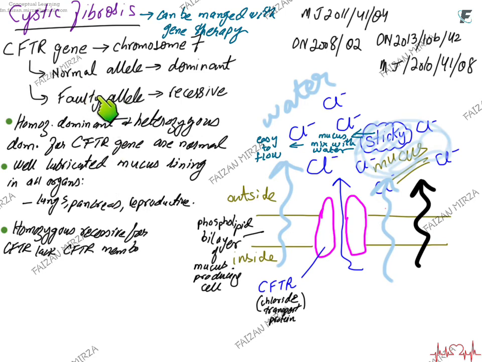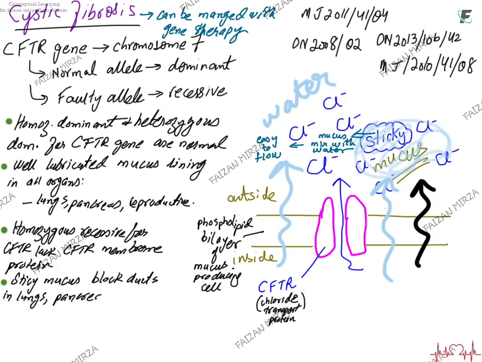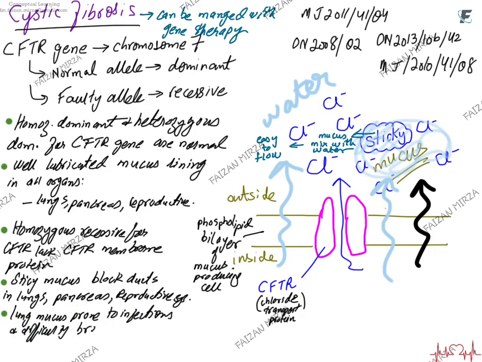They have two copies of the faulty allele, so they lack CFTR. They lack the CFTR membrane protein, so the mucus that comes out will be very sticky, since chloride ions cannot combine with it and water cannot be drawn out. So sticky mucus eventually blocks the ducts. It gets colonized by bacteria in the lungs, and it blocks the pancreas and the reproductive system. The lung mucus, obviously, when colonized by bacteria, becomes prone to infections and difficulty in breathing.